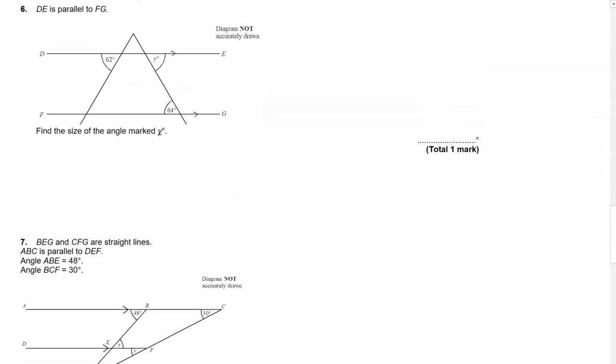Number 6. Work out angle Y. We know that the DE and FG lines are parallel, so I have a Z shape there. So it's an alternate angle. This angle and this angle are the same. So my answer is 64 degrees. Easy peasy.